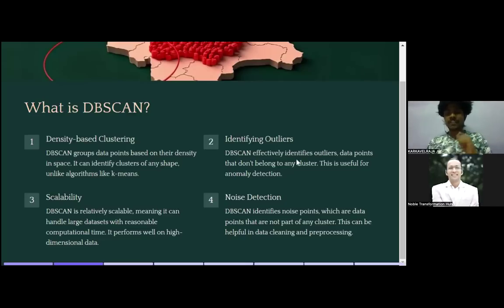Identifying outliers. DBSCAN effectively identifies outlier data points that don't belong to any of the clusters. This is helpful for anomaly detection, guys. I hope DBSCAN is the only algorithm which can help us find the outliers in a very easy fashion. Because when we mention a minimum number of samples to become a cluster, if 10 data points are close to each other, they become a cluster. Like that it forms clusters for the entire data set.